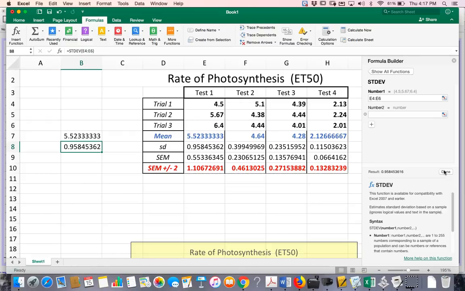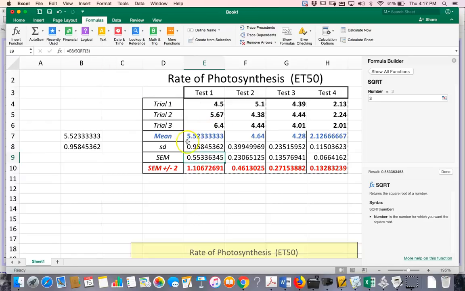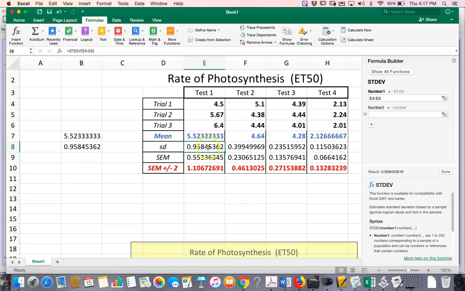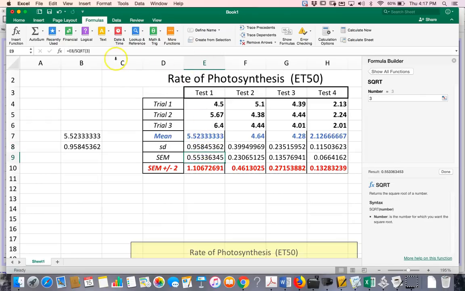I've got the SD. Now, the standard error of the mean, because what we're going to do here is we averaged our ET50s, and I got an SD, and now I want to make a standard error of the mean. Okay, notice I took E8. Remember, the standard error of the mean is the standard deviation divided by the square root of how many trials you have. So I take this value, which is E8. That's why I said equals E8. So this standard error of the mean is equal to what? E8.